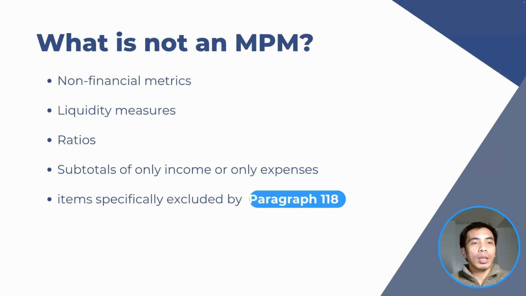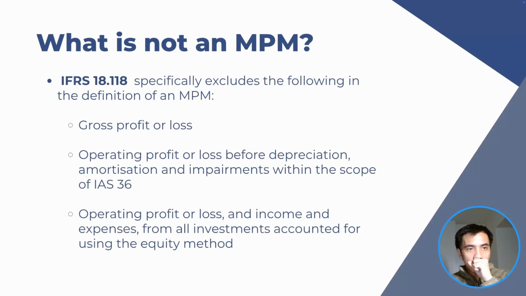So this specific paragraph details what are the items that IFRS 18 is considering as not an MPM. Basically, the idea is that if it is a well-known subtotal, you don't really have to explain it anymore, like gross profit or loss. Gross profit or loss is not a required subtotal of the income statement, but people generally already know what it is, so you don't have to explain it. And this is coming from the basis for conclusions of the ISB.